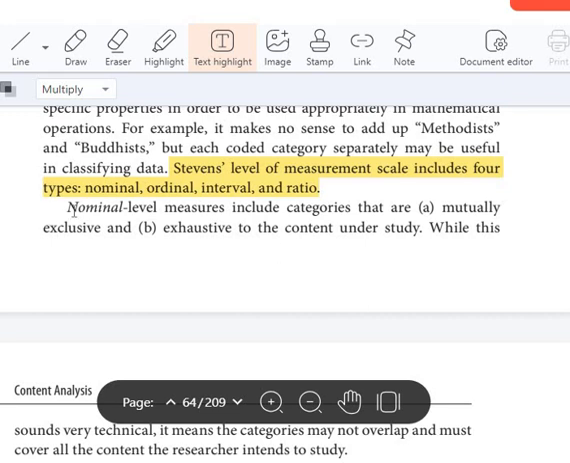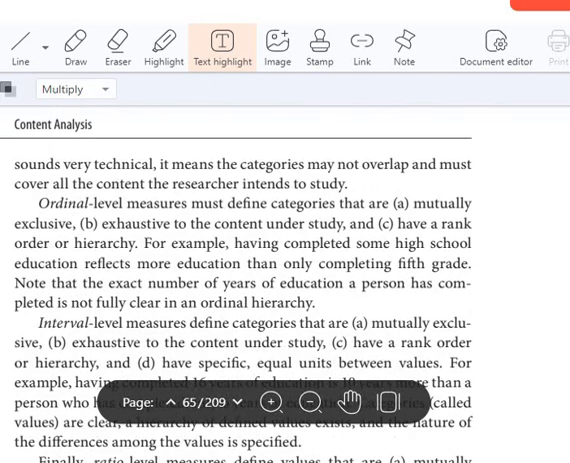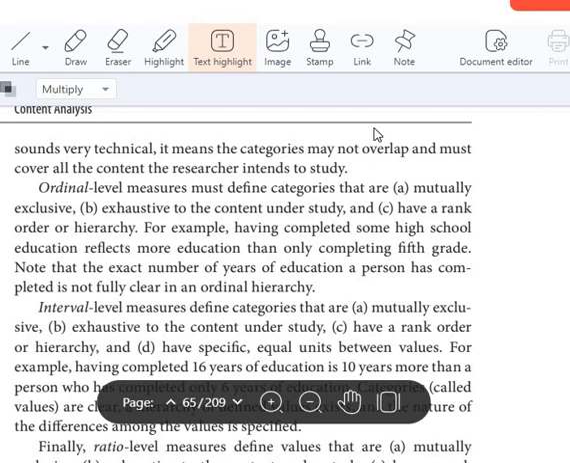The first one, which is the nominal, as the name indicates, it's all about naming. So categories that are exclusive, exhaustive to the content under study. While it sounds very technical, it means that categories may not overlap. They are independent, and they must cover all the content the researcher intends to study. The ordinal, as the name implies, defines categories that are mutually exclusive, exhaustive to the content under study, and have a rank. It must have a rank, order, or hierarchy.